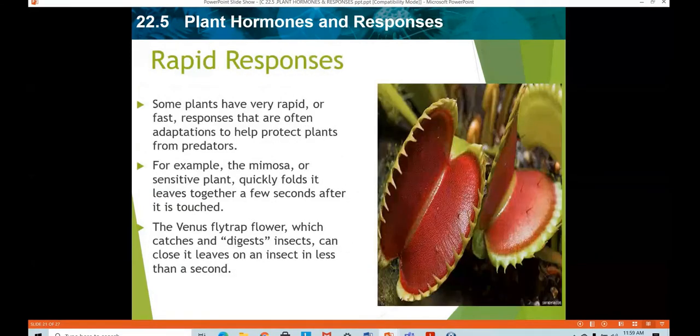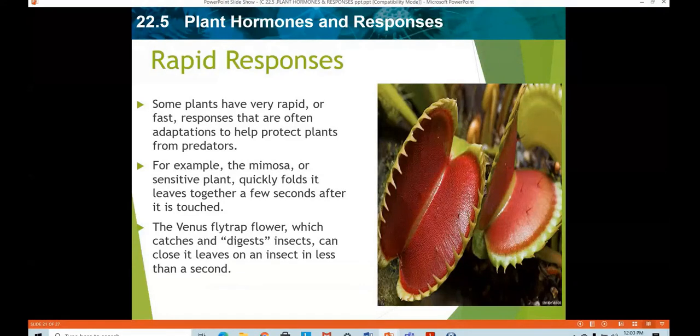Now let's talk about rapid responses. We have 10 minutes more, we can go ahead with it. Some plants have very rapid responses that do not involve growth. These rapid responses are often adaptations that help to protect plants from predators.